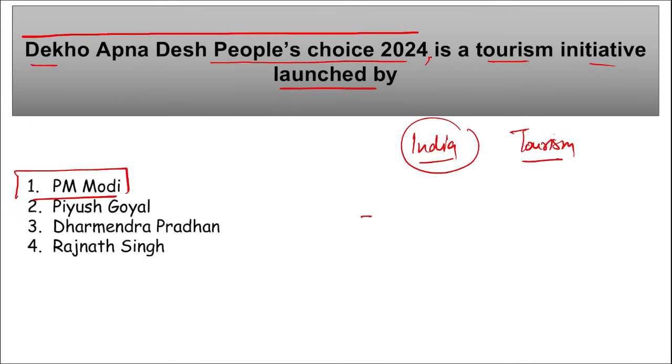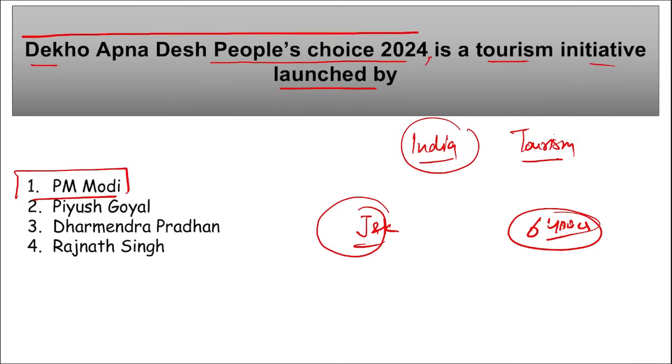PM Modi recently visited Jammu and Kashmir to address the Viksit Bharat, Viksit Jammu Kashmir program at Bakshi Stadium in Srinagar. There he unveiled this Dekho Apna Desh People's Choice 2024, that is the nationwide tourism destination poll by Ministry of Tourism, correct, to identify the pulse of the nation on tourism. Apart from this, he also launched the Chalo India Global Diaspora campaign and dedicated to the nation development projects worth more than 6,400 crore rupees. Right? So just remember, Dekho Apna Desh, as the name suggests, is to basically make people visit all the historic places, all the monumental places in India, right?